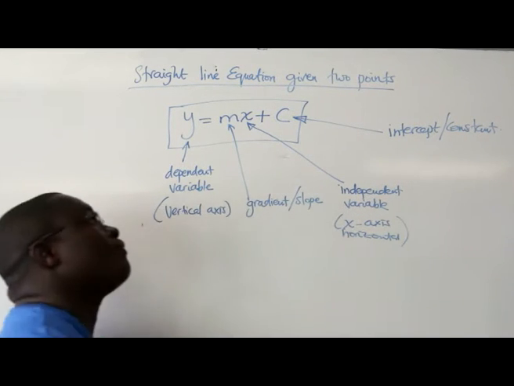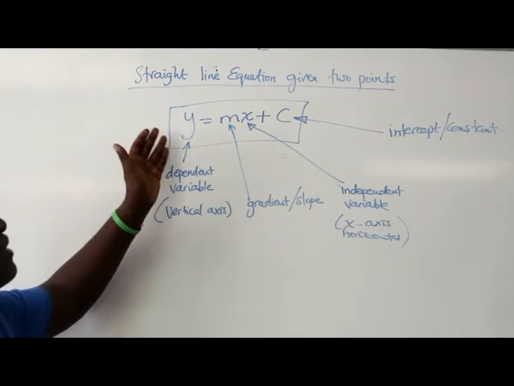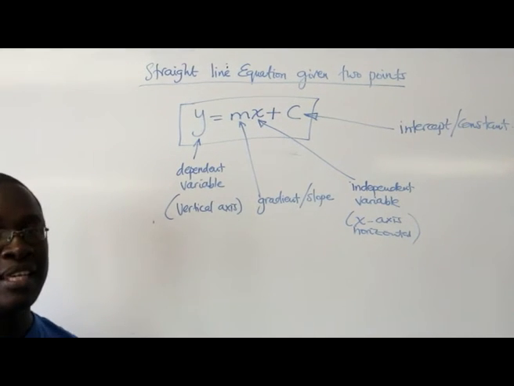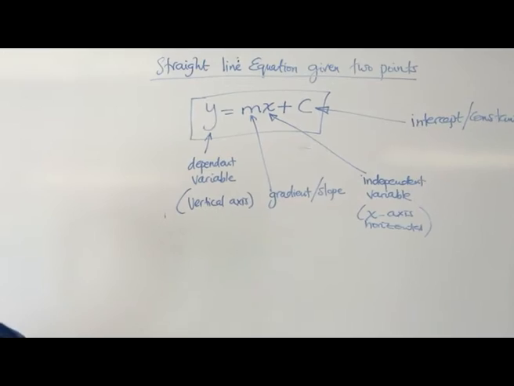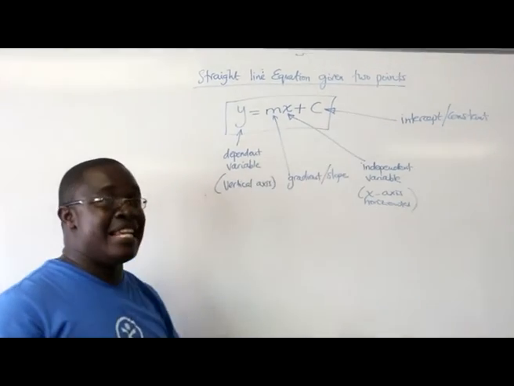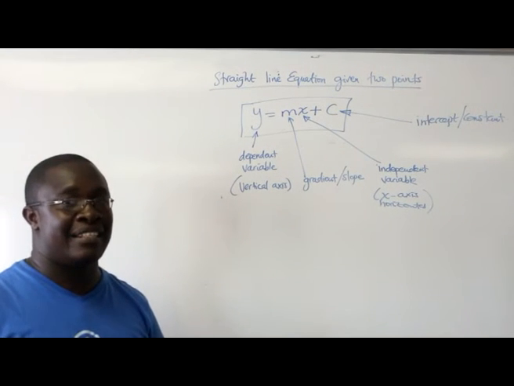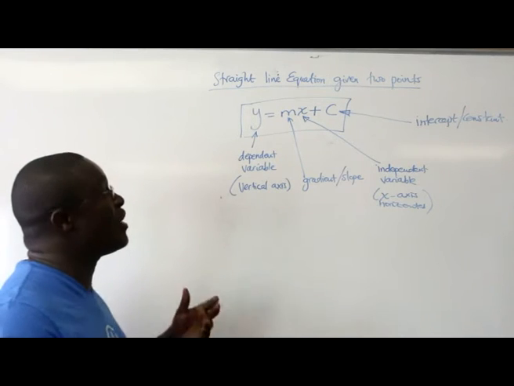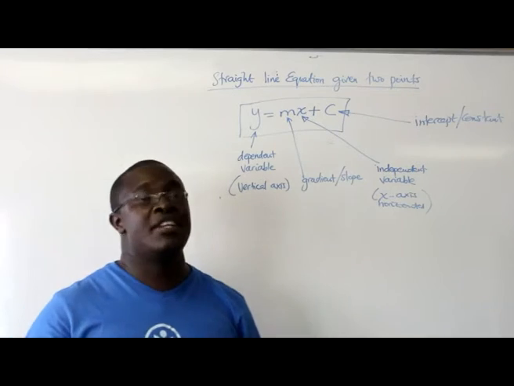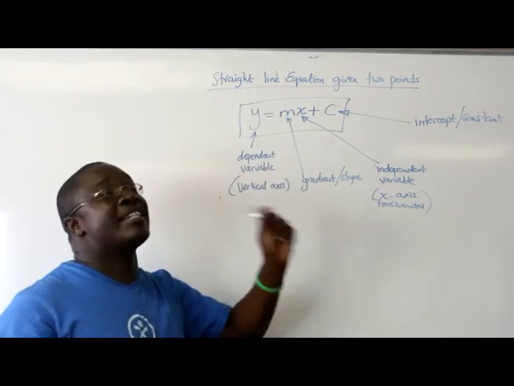right? So once you understand what this line stands for and how to use it, then you'll be very comfortable. So y is equal to mx plus c is the general equation of a line. So now, if you're given 2 points, can you come up with the equation of a line?